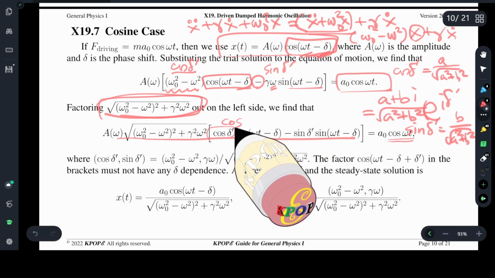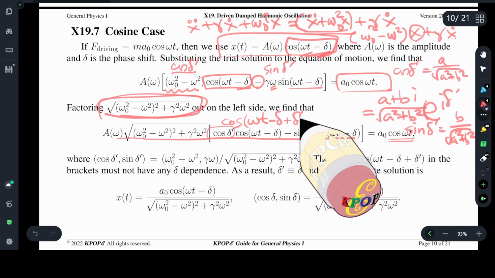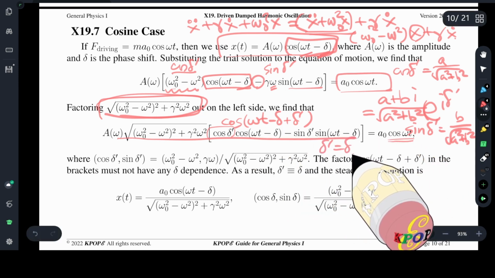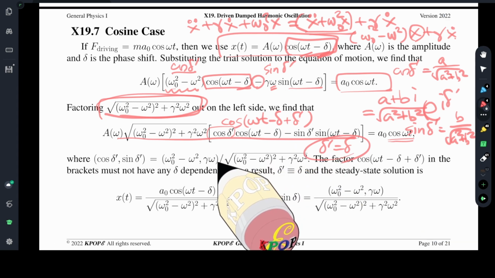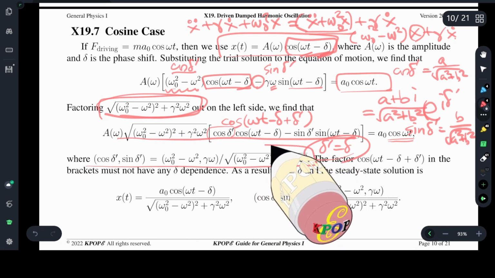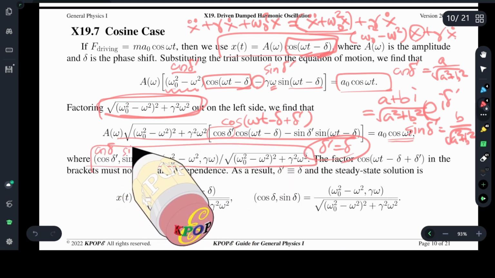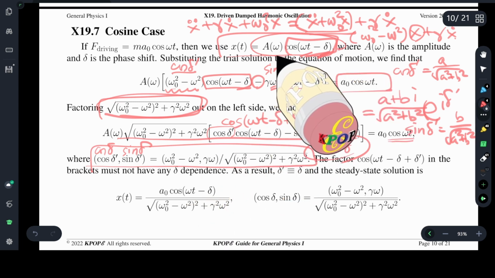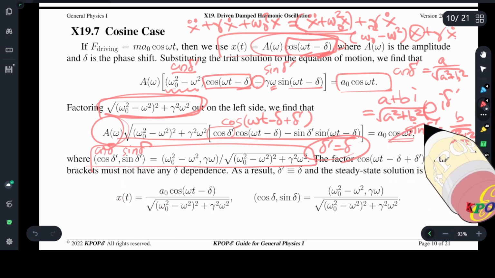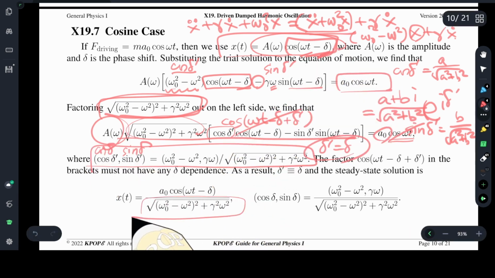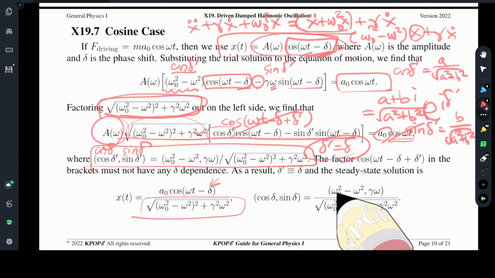So this gives cosine of omega t minus delta plus delta prime. Finally, I find that these two are the same only if delta prime equals delta. That's the answer. So delta prime is determined to be delta, and this is cosine delta and sine delta. And what is my answer? Substitute this into the trial solution. We have A of omega. What is A of omega? This cancels and this remains. So the amplitude is A0 divided by the modulus. And the phase shift delta can be determined if we know the cosine and sine.